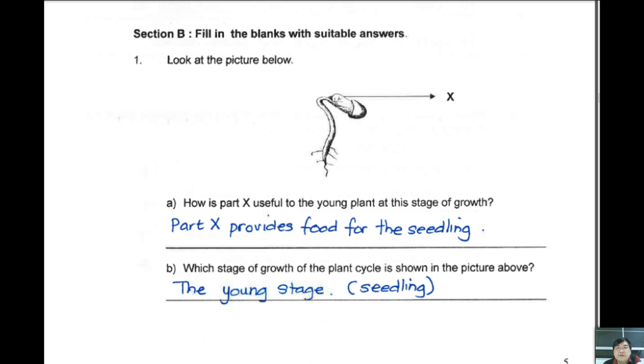Section B, fill in the blanks with the suitable answers. Look at the pictures below. This is pointing definitely at the inner part of the coat. The coat is here, and this is the seed leaves, the cotyledons. Now, part X, how is it useful to the young plant at this stage of growth? So part X provides food. It doesn't make food, but it provides food for the seedling.